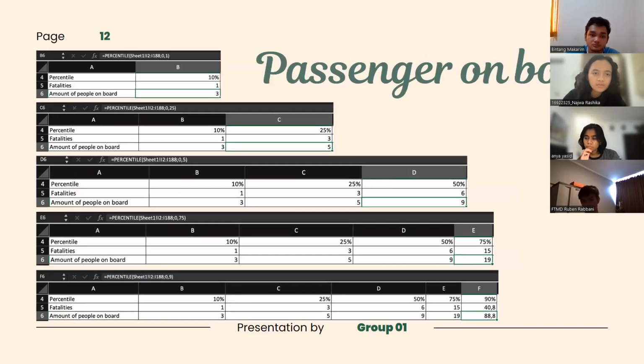For the passenger on board percentile, we use the same function with the same condition of the percentage, but instead we block the cells of the passengers on board. Next.